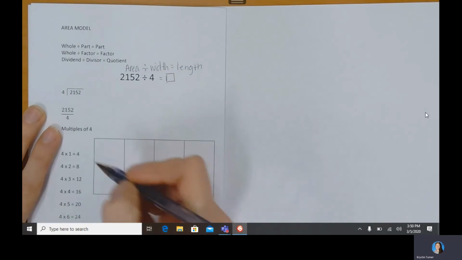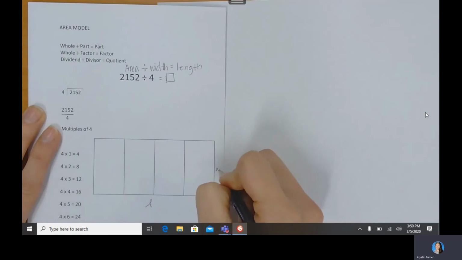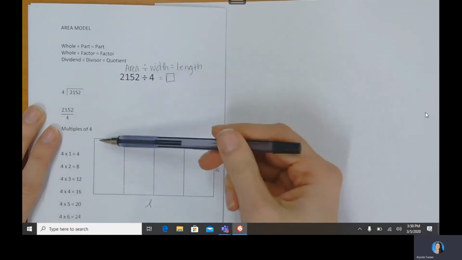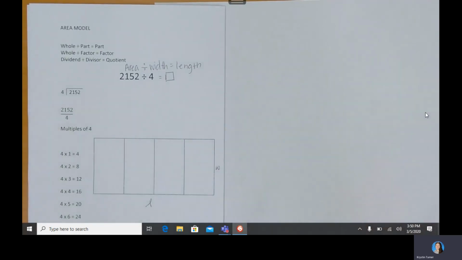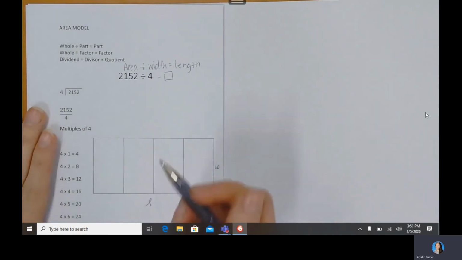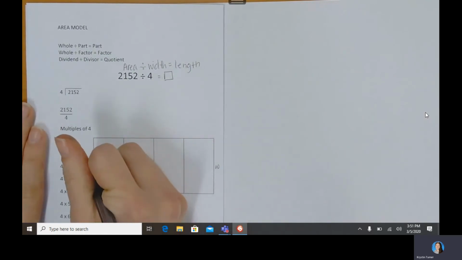So here is my rectangle. This would be our length and our width. So 4 would be our width, and then we are looking for this unknown length. To start, we have to know what we would put as our area inside of each of these boxes. We can go ahead and label that this is going to be a side length of 4.